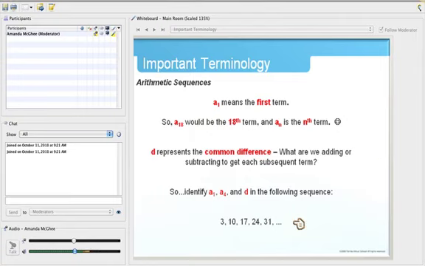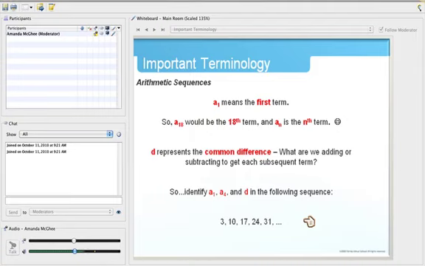So let's look at this sequence and put this all together. This represents the first term. And the first term in this sequence is 3. A sub 4 says we're looking for the fourth term. 1, 2, 3, 4. The fourth term is 24. And D, the common difference, we're asking what are we adding or subtracting to each term? And that would be a positive 7. 3 plus 7 is 10, plus 7 is 17, plus 7 is 24, and so on.